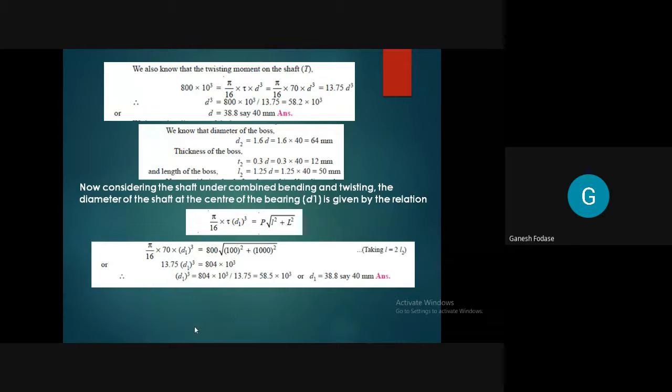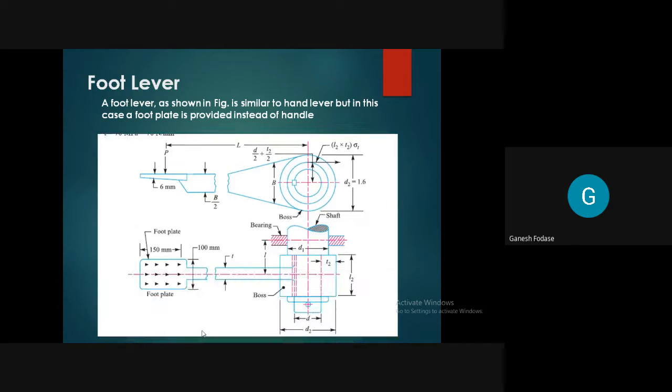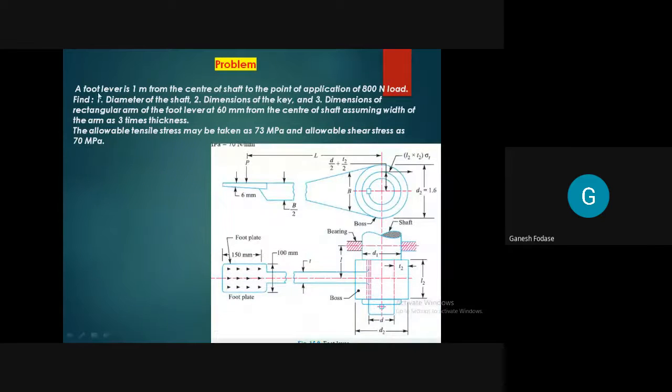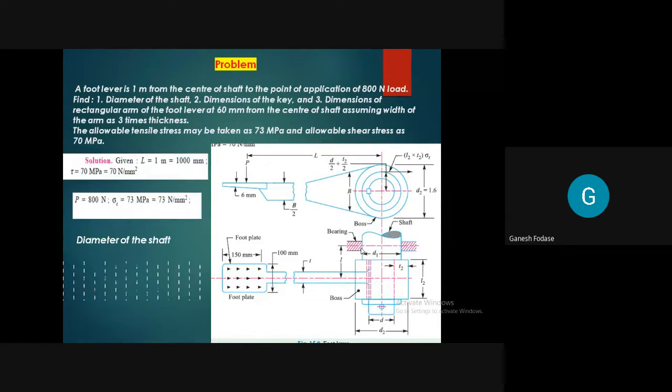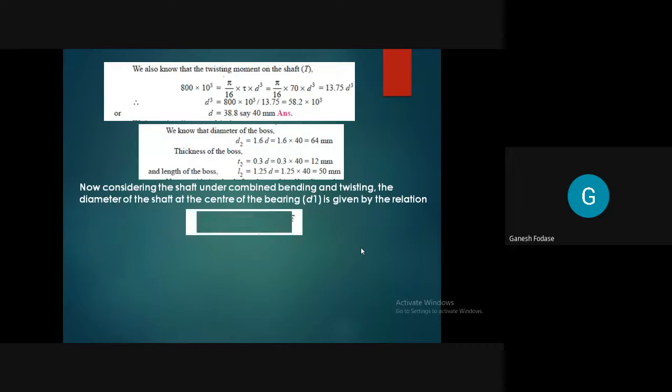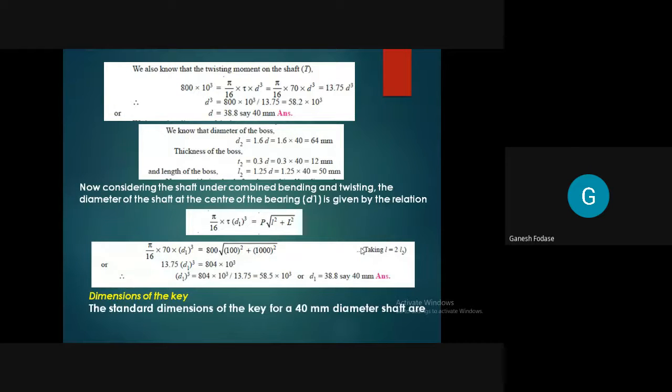Now what to find out next? The dimensions of the key. In the problem it was asked to find the diameter first, but we found first the diameter of the shaft, and second the dimensions of the key. This is important; I had not discussed the key in the last session, I forgot that. So we'll discuss now how to find the dimension of the key. One thing to remember: once the shaft diameter is known to you, how much is it? 40 mm. Where do you get this 40 mm?